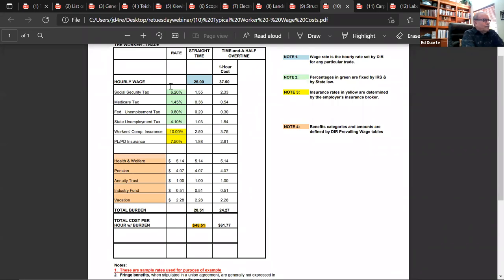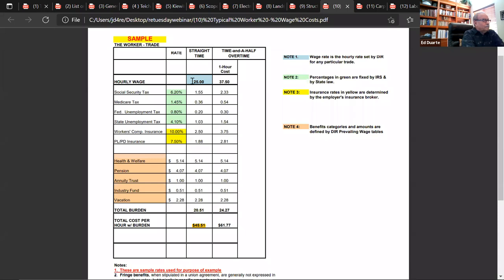Simply, in an Excel format, you enter the hourly wage, which is what they get on their paycheck, and then you apply the applicable payroll taxes and insurance, which are mandatory for the employer. We have to pay half of the Social Security tax. We have to pay the Medicare. We have to pay the unemployment. We have workers' comp associated. And in our firm, we like to include the PLPD, public liability and property damage.